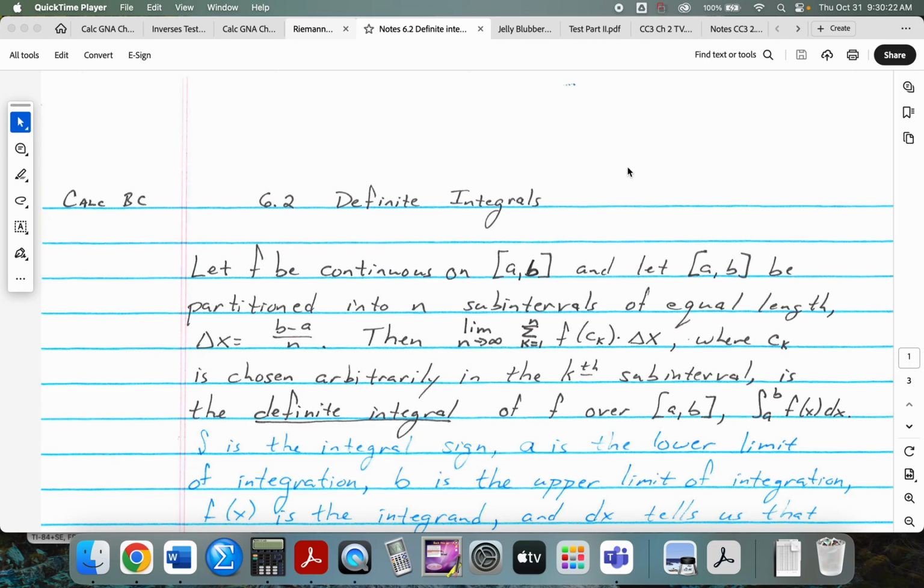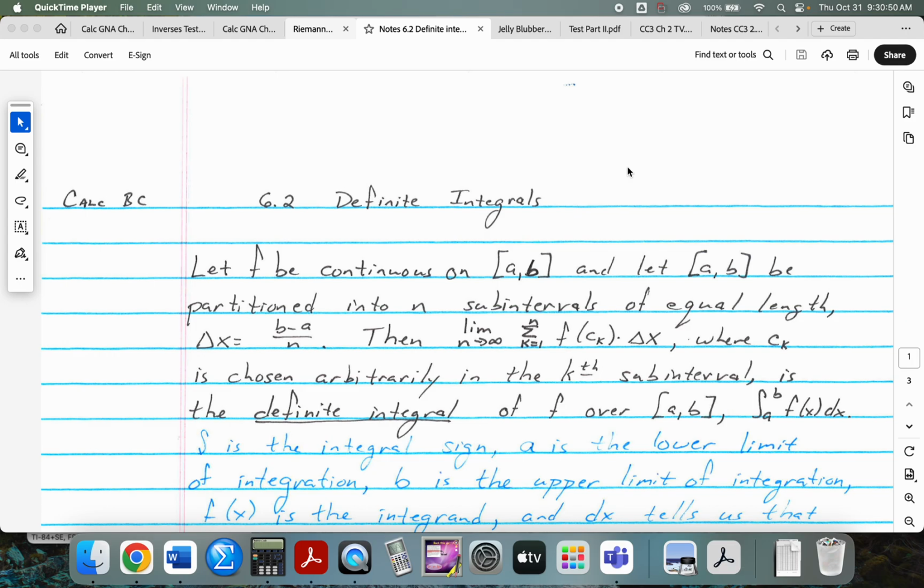Today we're going to go on to another one of the big ideas of calculus, and that is a definite integral. So if we have a function f that's continuous on a closed interval from a to b, and then we take that closed interval and we partition it, divide it up, into n subintervals of equal length.